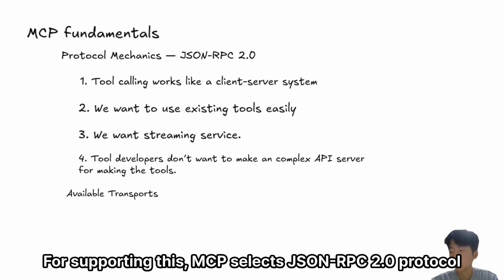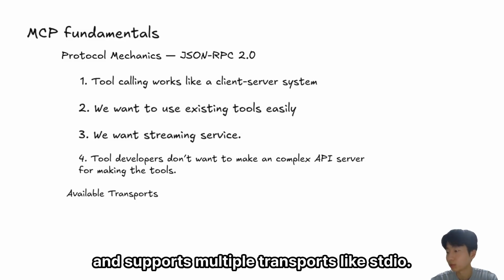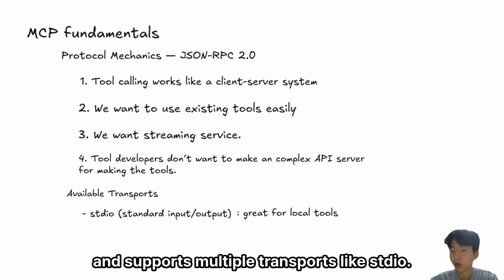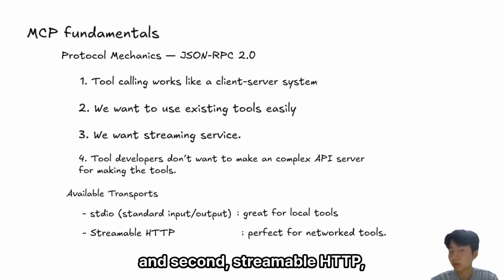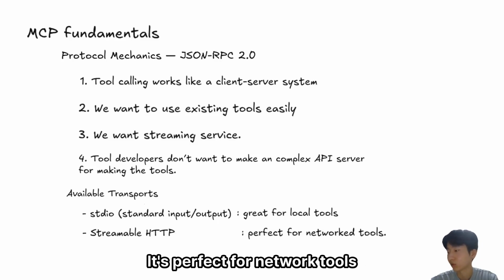To support this, MCP selects the JSON-RPC 2.0 protocol and supports multiple transports. First, STDIO, which is great for local tools. And second, streamable HTTP, which is perfect for network tools.